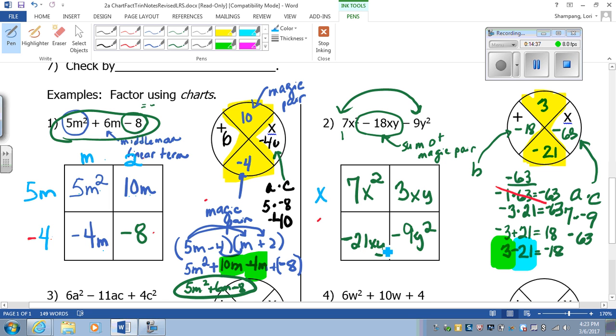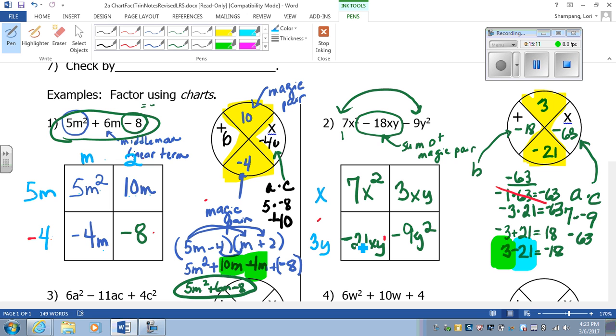And then I also have this y. So remember, if we have a y to the first here, we're going to take that y to the first, since it's the smaller of the exponents, and factor it out. So it's going to be 3y. Let's go to the top. We have 7x squared minus 21xy. Well, on this one, we know that 7 is the lowest common factor for both 7x squared and negative 21xy. So let's go ahead and put a 7 up here.